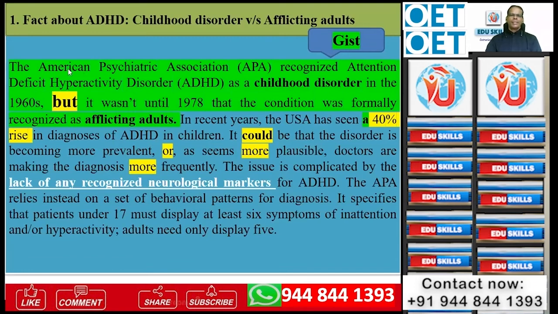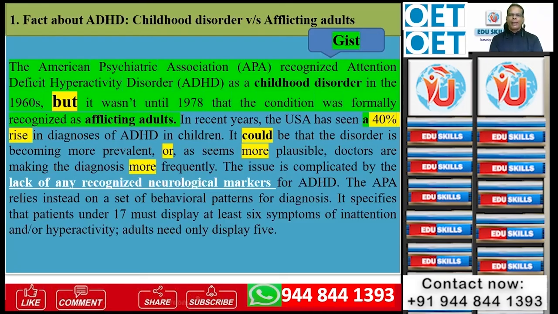So now to understand the gist here, you have the American Psychiatric Association recognized attention deficit hyperactivity disorder, ADHD, as a childhood disorder in the 1960s. But it wasn't until 1978 that the condition was formally recognized as afflicting adults. So what you see, I have highlighted childhood disorder, but afflicting adults. So this whole text will speak about ADHD affecting children and adults. There are controversies going on, whether the onset is in childhood, or can they get it as adults, can they have this ADHD without having it in childhood?